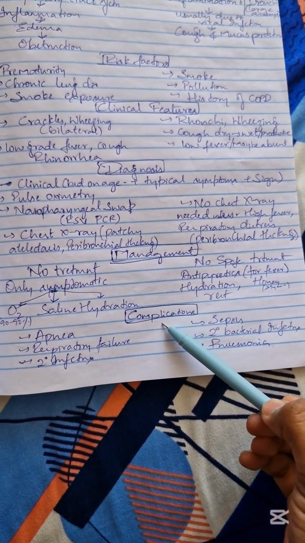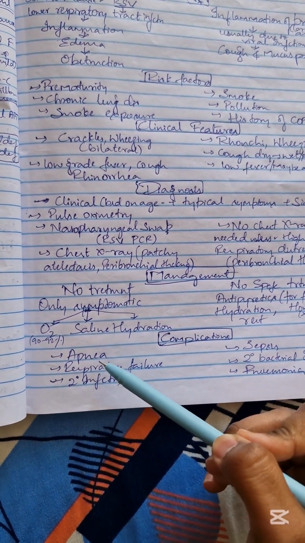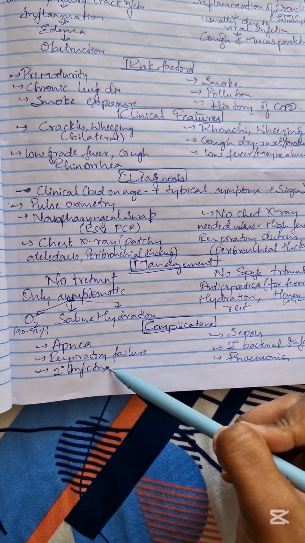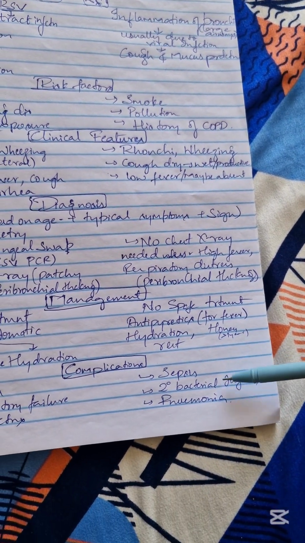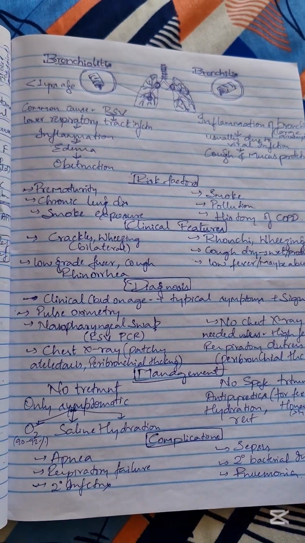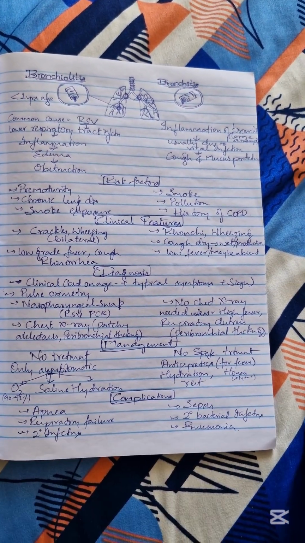If you talk about complications, in bronchiolitis apnea, respiratory failure, and secondary infections can be seen, whereas in bronchitis sepsis, secondary bacterial infection, and pneumonia can be seen. Well, this is all about bronchitis and bronchiolitis in pediatric patients.